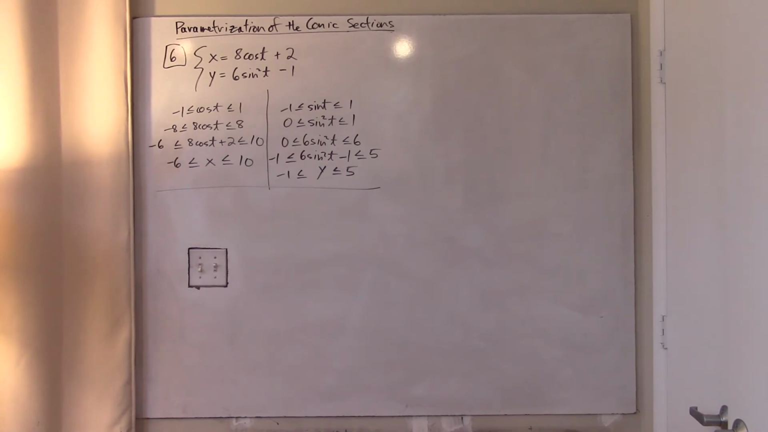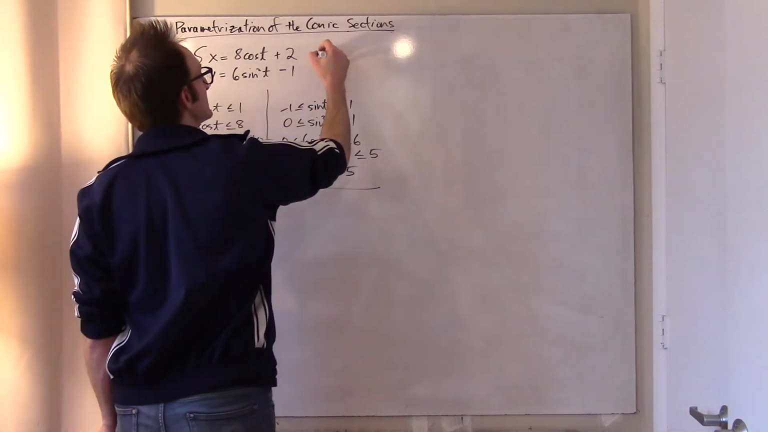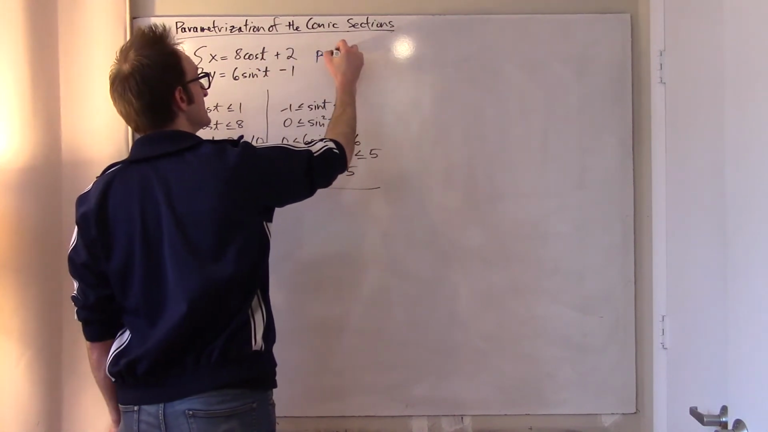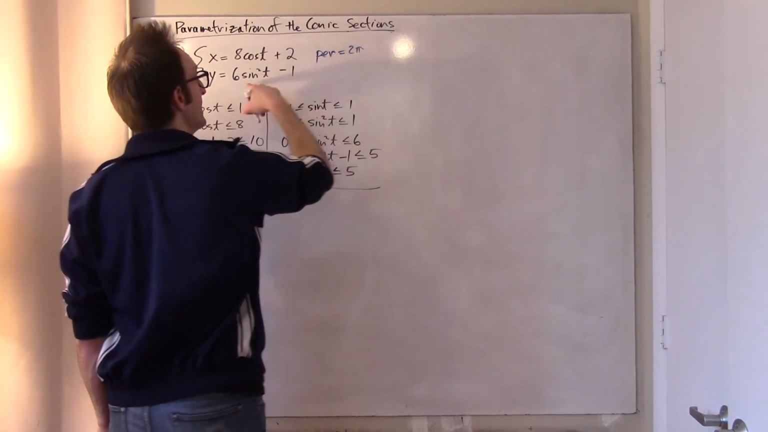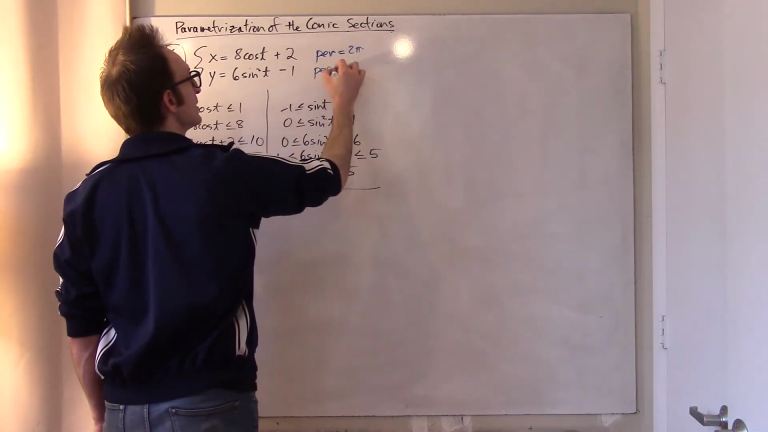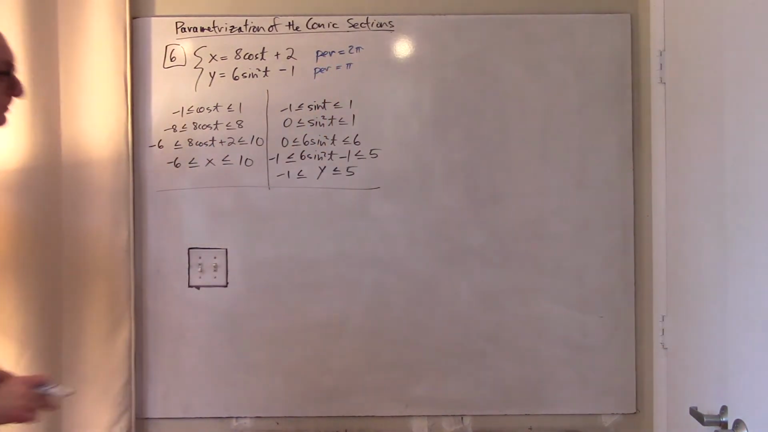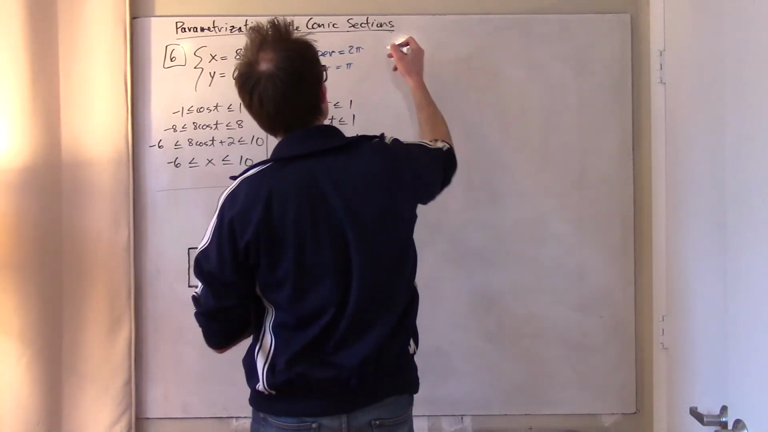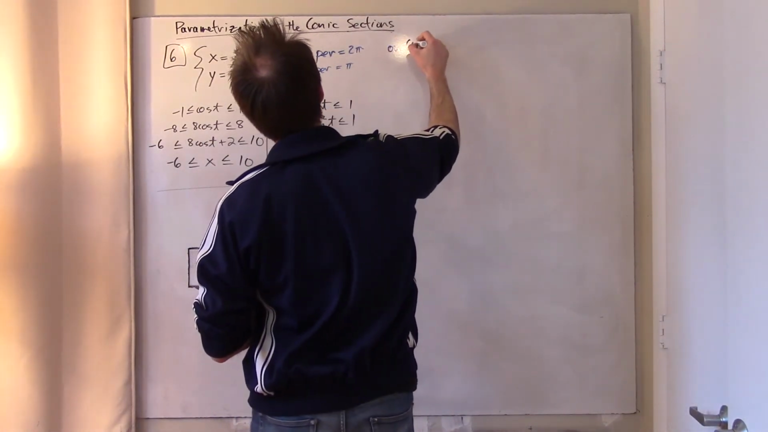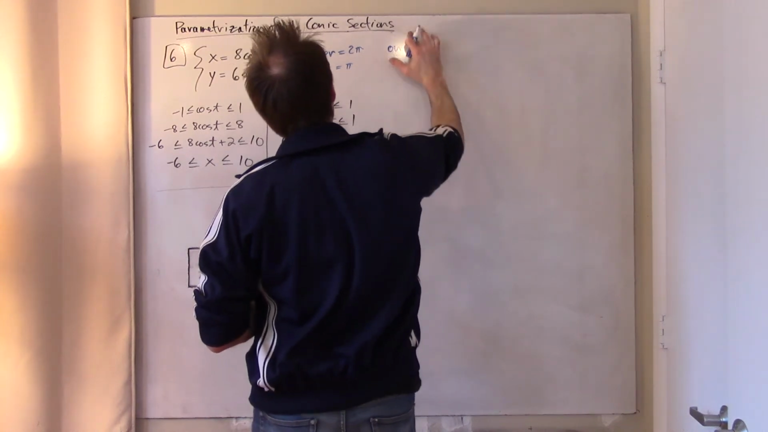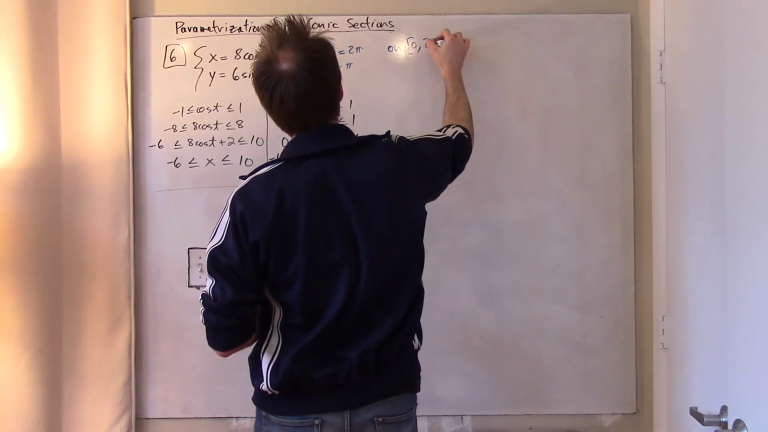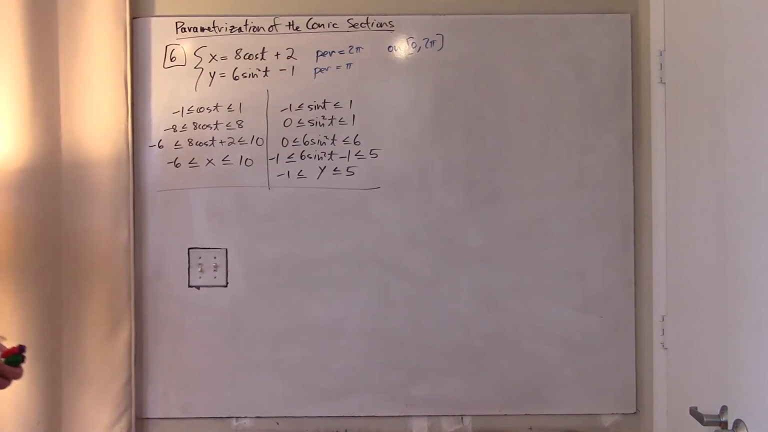So, of course, these curves are periodic. This 8 cosine t plus 2 is going to have period 2 pi. This sine squared, I happen to know, and we've talked about many times, will have period pi. So if the x-coordinate is repeating every 2 pi and the y-coordinate is repeating every pi, then the entire curve will repeat every 2 pi. So I'm just going to choose to graph this on the interval from 0 to 2 pi, and then just know that it repeats. Okay, great.